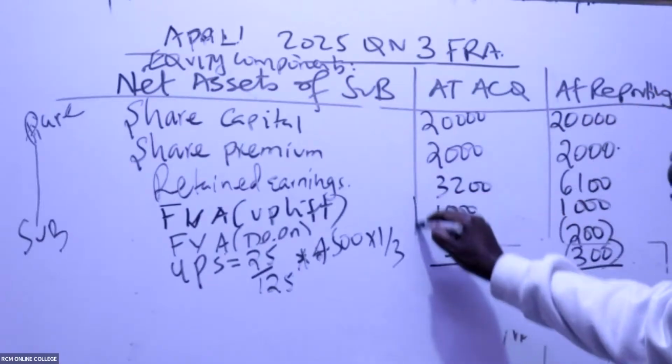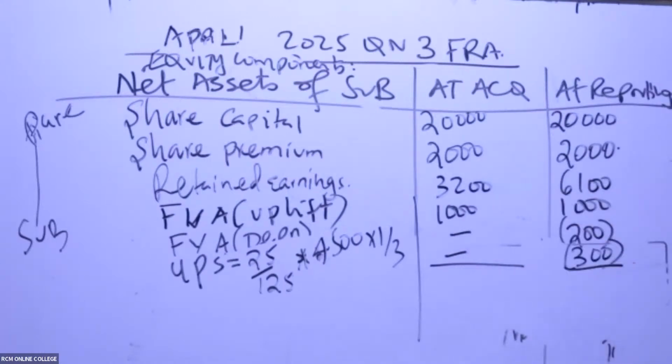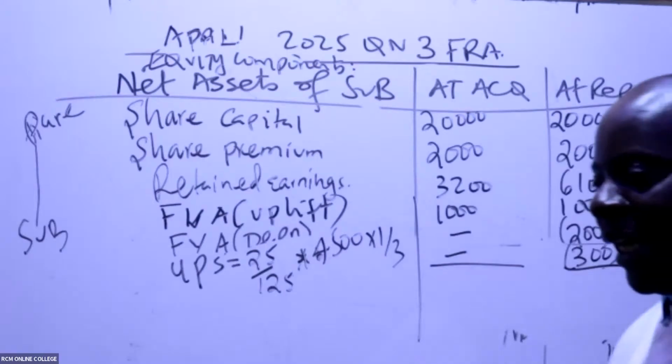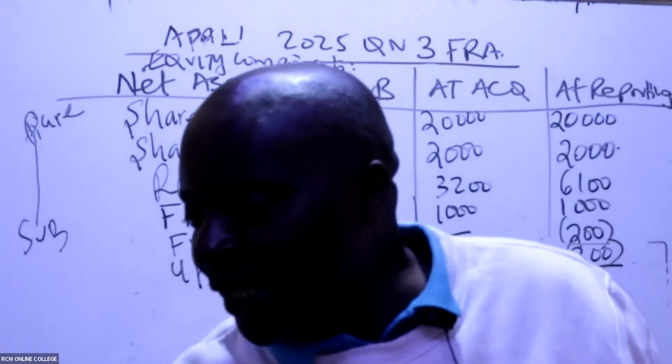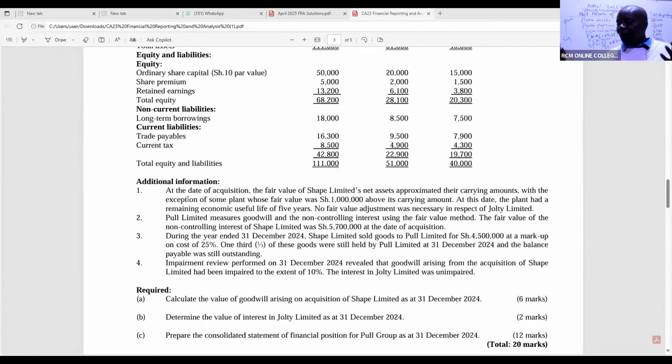Is there somebody who is able to give me the total net assets at acquisition? Anybody who is able to give me? Wait, why are you multiplying by a third? You see, always, this is about remaining stock. If they were able to sell these goods to third parties outside, then the profit would have been realized.